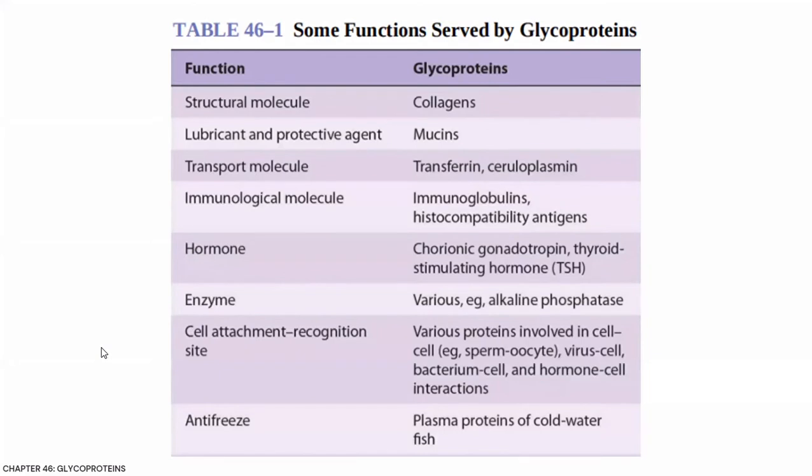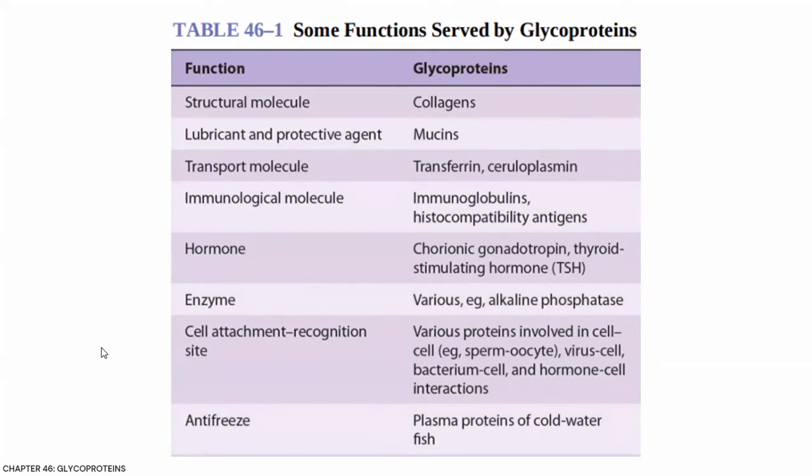Hormones. Now, chorionic gonadotropin and thyroid stimulating hormone are glycoproteins. And then enzymes that are glycoproteins, there are many. An example is alkaline phosphatase. Okay. Then cell attachment recognition site. This is very, very important in fertilization, where the sperm is going to attack the egg cell or the oocyte.